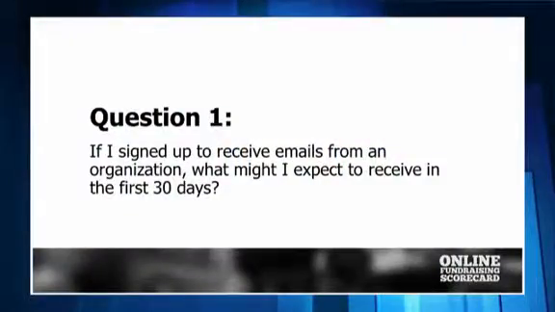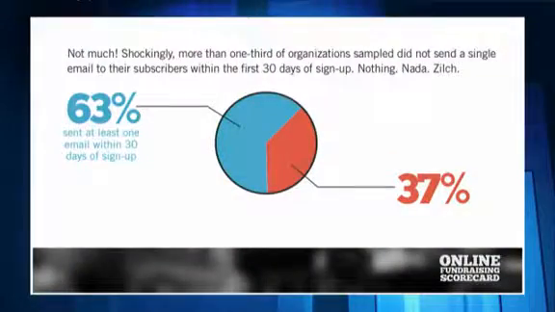So then we said, okay, great, we're on these people's lists now. Let's see what they send us. And we started asking some questions of the data. The first question we asked of the data we began to collect is this: if I sign up to receive emails from an organization, what might I expect to receive in the first 30 days? Surprisingly, we found that we didn't get a whole heck of a lot. 37% of organizations did not send us a single email in the first 30 days after sign-up. Nothing. Nada. Zero.